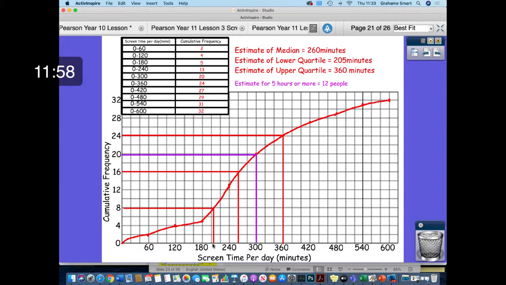It's not 200, it's not halfway, it's not 210. I would say, yeah, about a quarter of the way along there. 205 is what I was saying there. The upper quartile was 360 minutes.